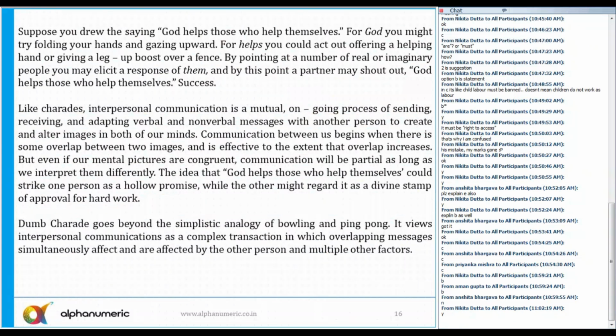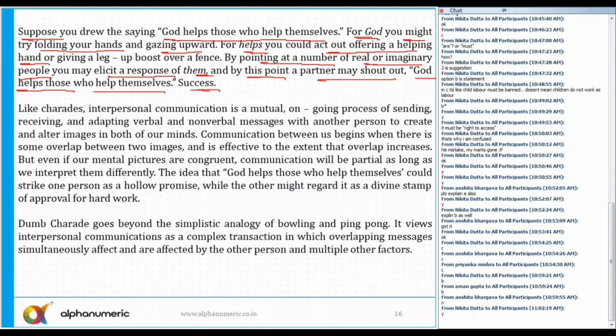So what happens? Suppose the title is "God helps those who help themselves." For "God," what might you do? You might try holding your hands and gazing upward. For "helps," you could act out offering a helping hand. By pointing at a number of real or imaginary people, you may elicit a response from them. And by this point, a partner may shout out, "God helps those who help themselves."